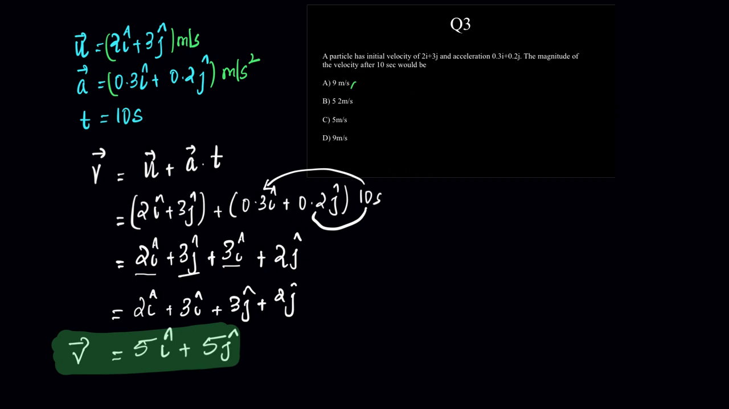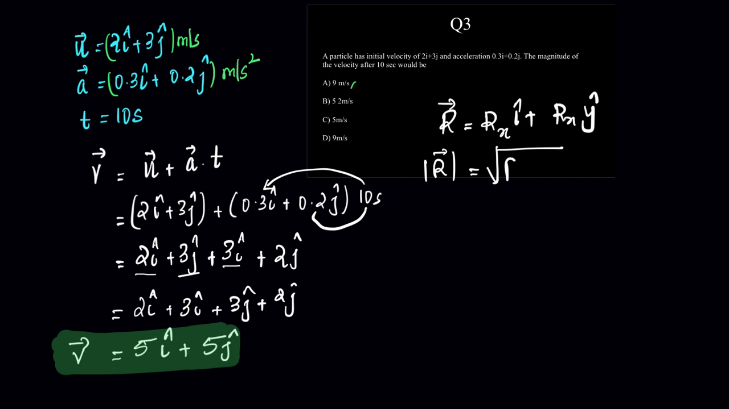So again, if a vector, say for example, vector r is given as rx i cap plus ry j cap, then the modulus of vector r, or magnitude of vector r, is equal to root of rx square plus ry square. What is the given vector here?